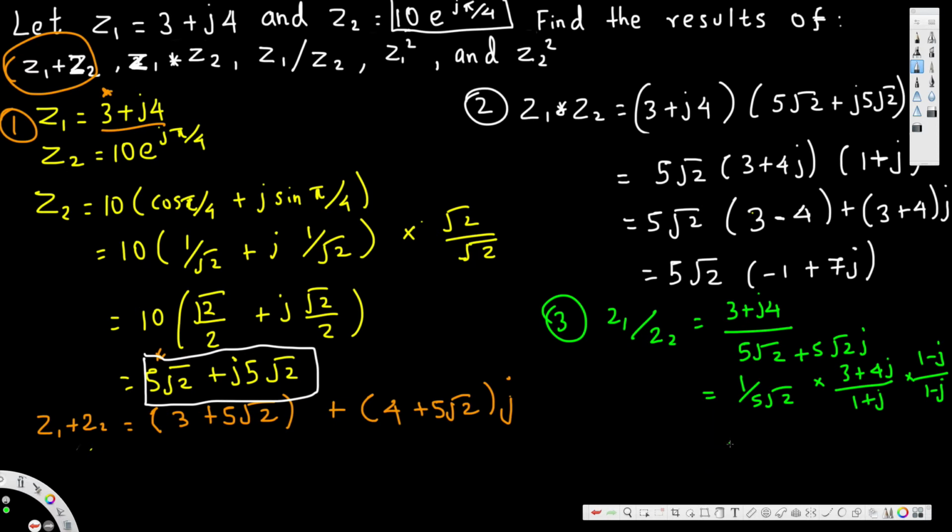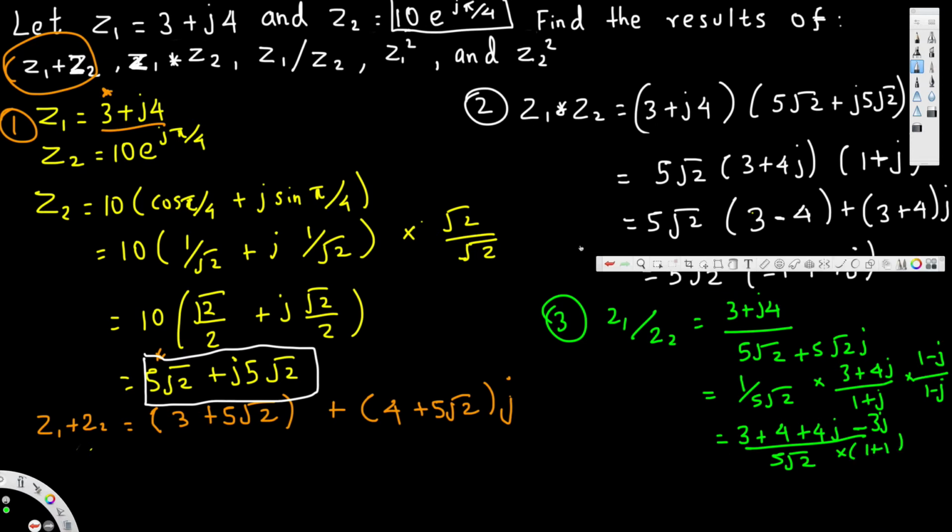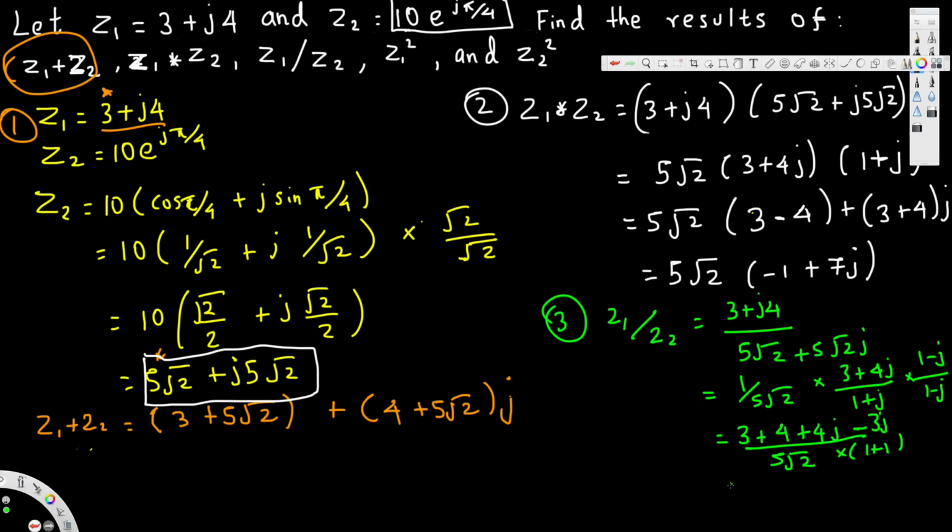and we will finally end up with 3 plus 4 plus 4j minus 3j divided by 5 root 2 times 1 plus 1, and that's going to give us 7 over 10 root 2 plus 1 over 10 root 2j. Okay, that's it.